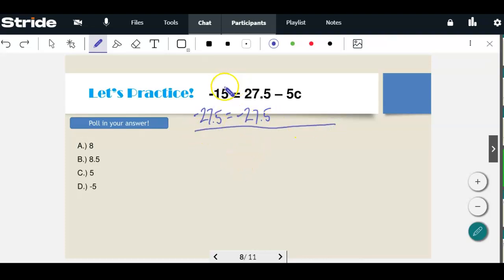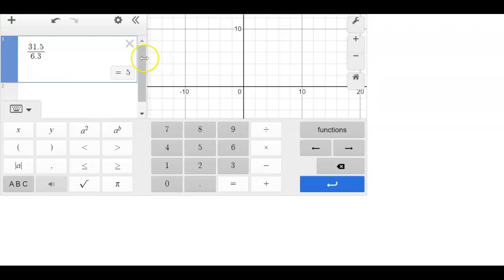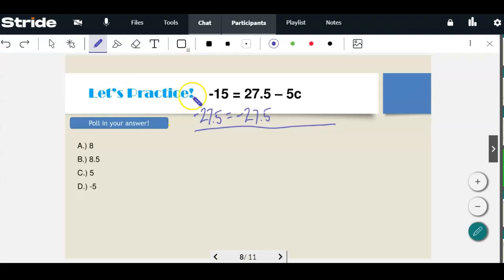All right, so let's use a calculator and put negative 15 minus 27.5. Negative 15 minus 27.5 is negative 42.5. Remember, when you have two negatives, you actually end up adding those together. So it's negative 42.5. This cancels. Remember, I said this net minus sign goes with it, so it's negative 5c.